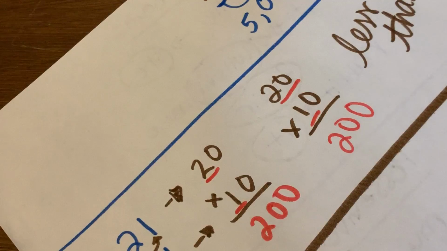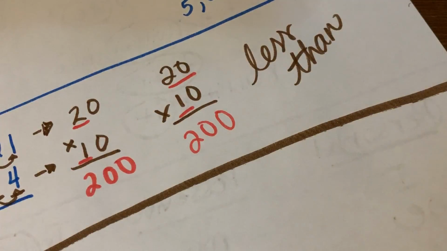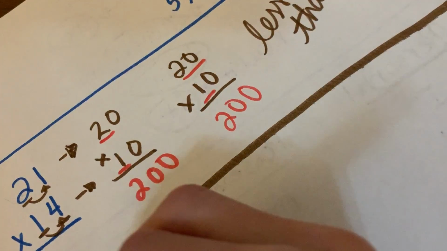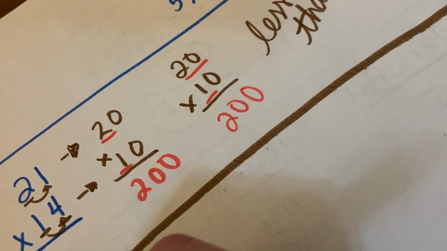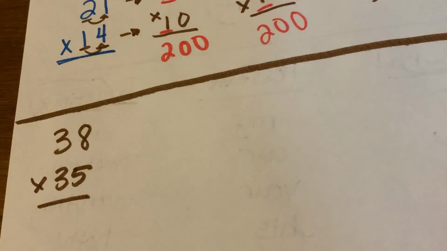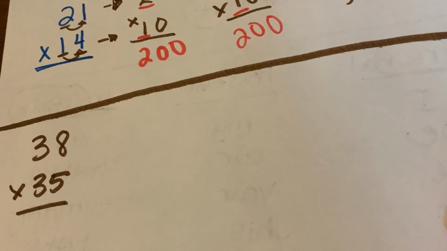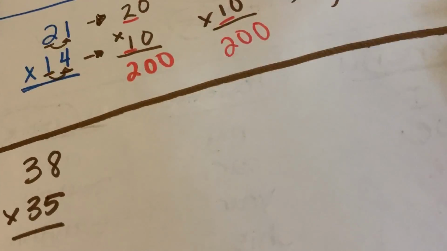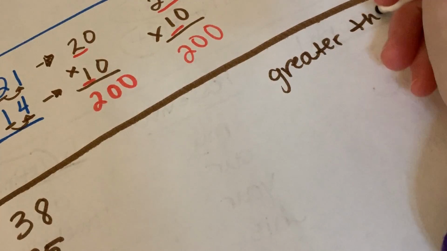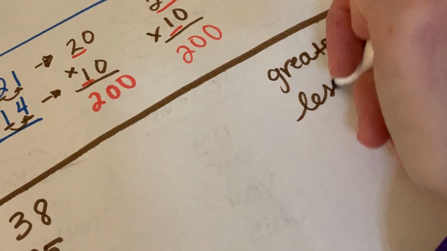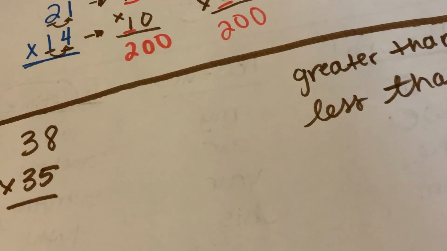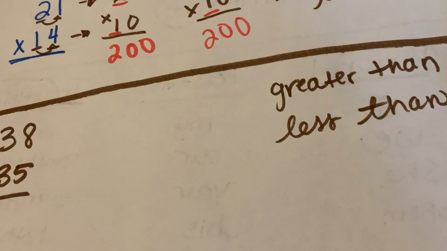Okay, so I do have another problem for you. This problem is 38 times 35. So you are going to estimate. So you're going to round to the highest place value and then solve. And then I'd like you to tell me whether or not it's going to be greater than or less than the actual answer. All right, go ahead and try that.